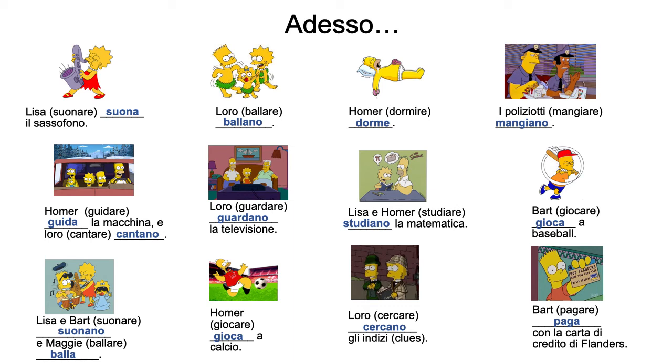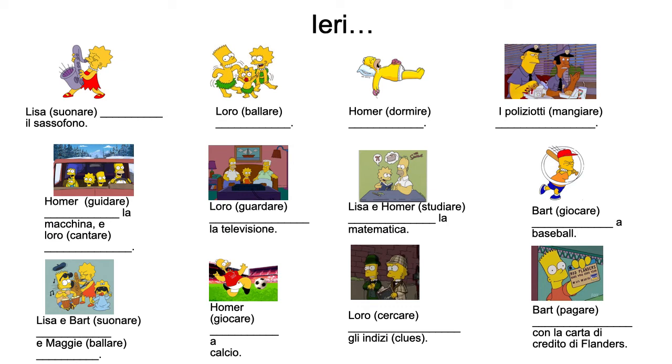Now let's switch to passato prossimo. As you can see, this slide is quite similar, but the title does not say adesso. It says ieri. Cosa vuol dire ieri, ragazzi? Well, it means yesterday, right? So if these things happened yesterday, I cannot use the present anymore. Now I need to use passato prossimo.